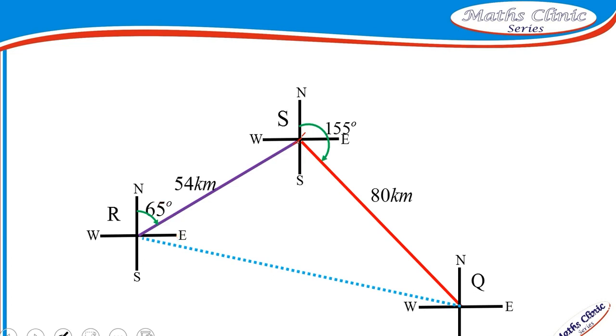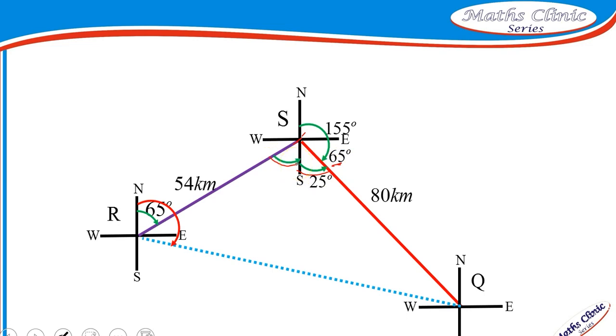we want to find the bearing of Q from R, and after joining the line, the bearing is going to be from the North Pole of R to the line that joins R and Q. So we need to know this particular angle here, and that will be very easy because here is 65, and so the remaining angle here is going to be 25. Then what about this angle also?